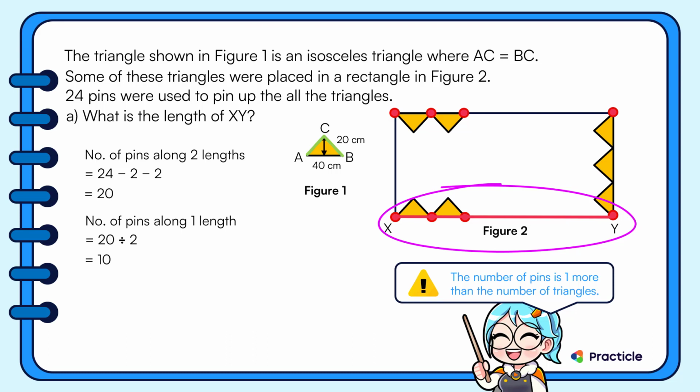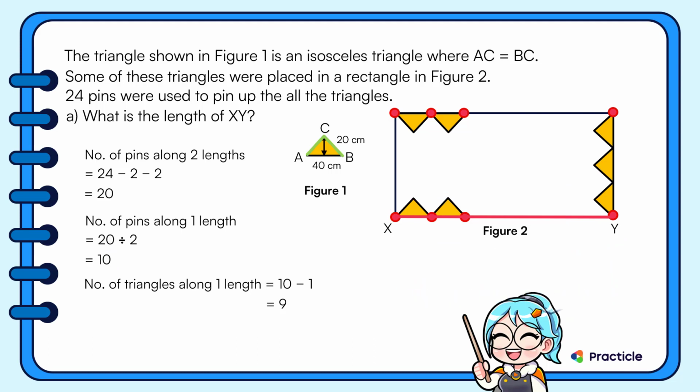Remember the booby trap that we mentioned earlier on? The number of pins is 1 more than the number of triangles. So since we have 10 pins, this means that we should have 10 minus 1, 9 triangles. So far so good. And since we didn't fall into this trap, finding the length of XY now becomes easy peasy.